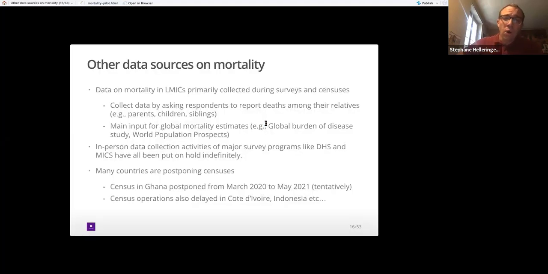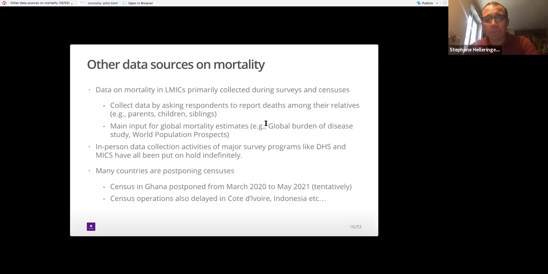So how do we usually measure mortality in low and middle income countries? Well, the primary sources of data on mortality in those countries are surveys and censuses. These are data collection exercises that are periodical, every 3 to 5 years for surveys, every 10 years in good cases for censuses. And they usually collect data by asking respondents to report deaths among their relatives.